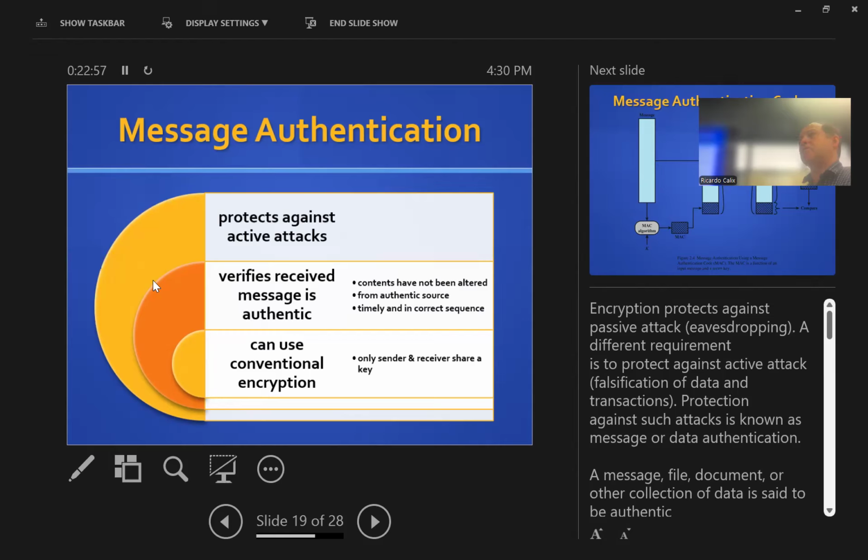However, I may ask you to do something where you achieve both integrity and confidentiality at the same time. I think I did that in one of the homework assignments, so you may have something like that on the exam. The contents have not been altered, are from an authentic source, and are timely and in a correct sequence. Only sender and receiver share a key. We saw that also in hash algorithms, that we can have functions that use a key.